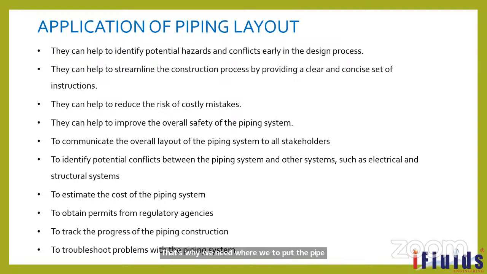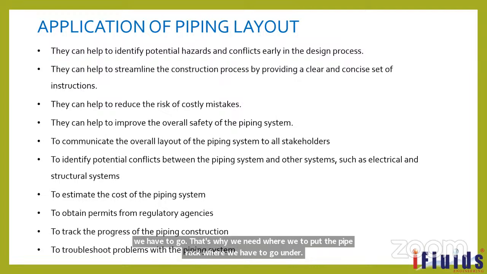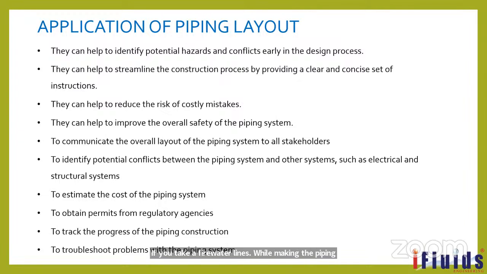If you take fire water lines, while making the piping layout, we have to consider the fire water lines, because we have made mistakes in firefighting. Once we freeze all process piping, then we come to know the firefighting also comes into the picture. Firefighting lines will go everywhere, wherever the flammable substance is there, wherever the process unit is there. So beforehand we have to decide which line has to go underground, which line should be above ground, which one should go to the pipe rack. All that we need to take from the piping layout only.